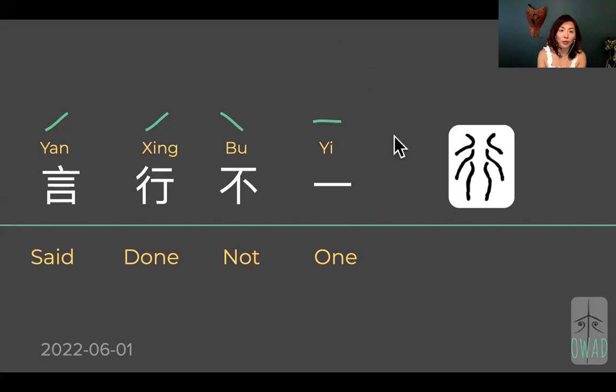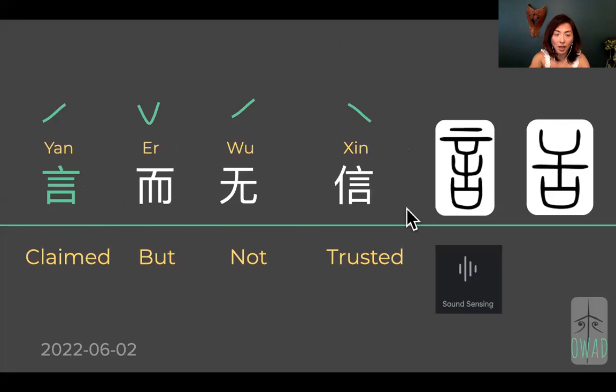And now I'm sharing with you 言行不一, what we were talking about yesterday, about not walking your talk. 行 is the walking and 言 is the talking. So these two are not one, meaning not consistent. So today we're going to continue on this yan.